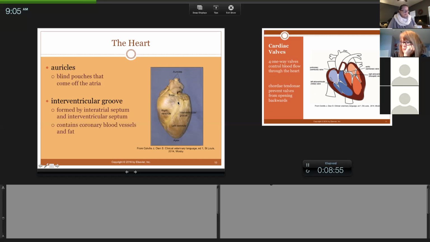And when I was talking about that fat in coronary arteries, here's some of that yellowing fat, and those vessels go upstairs in that area. Okay.